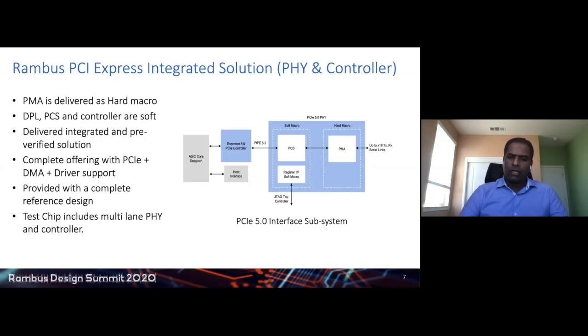And most of our test chips are taped out with a multi-lane PHY and controller together. We are the only IP vendor out in the market who tapes out the controller along with our PHY in a test chip.